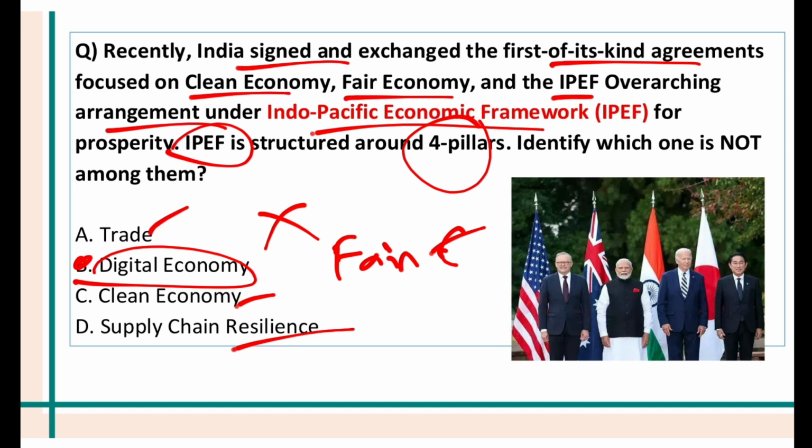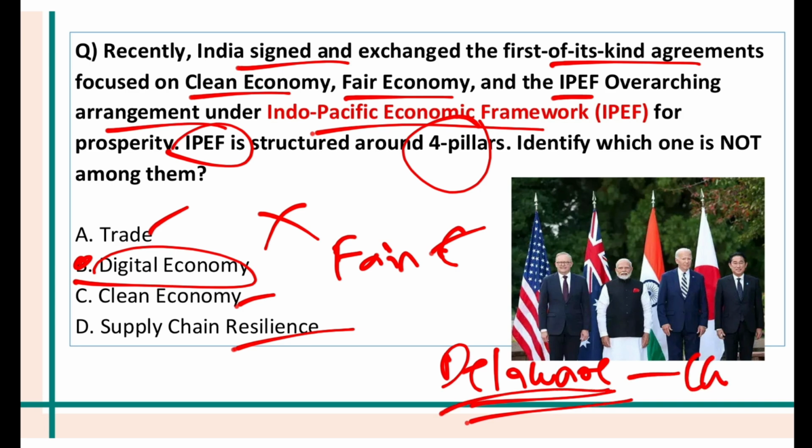And IPEF, they recently met in Delaware. Delaware is where the 6th Quad Summit also happened recently. And India has signed pillar number 2. Supply chain resilience is pillar number 2. Trade is pillar number 1. Clean economy is pillar number 3 and fair economy is pillar number 4. So these are the 4 pillars. Supply chain resilience, pillar number 2, India ratified it in 2024. Pillar number 1, we have not ratified yet, but we are an observer in pillar number 1.